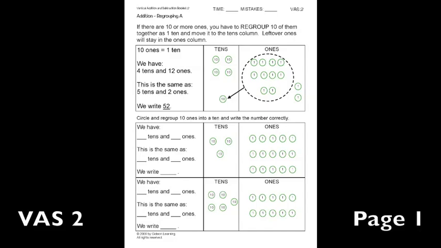Welcome to Vertical Addition and Subtraction, Booklet 2. Let's go ahead and just start on page number 1. This is basically going to talk about the concept of regrouping. And so if you have 10 ones, that is the exact same thing as 1 ten.